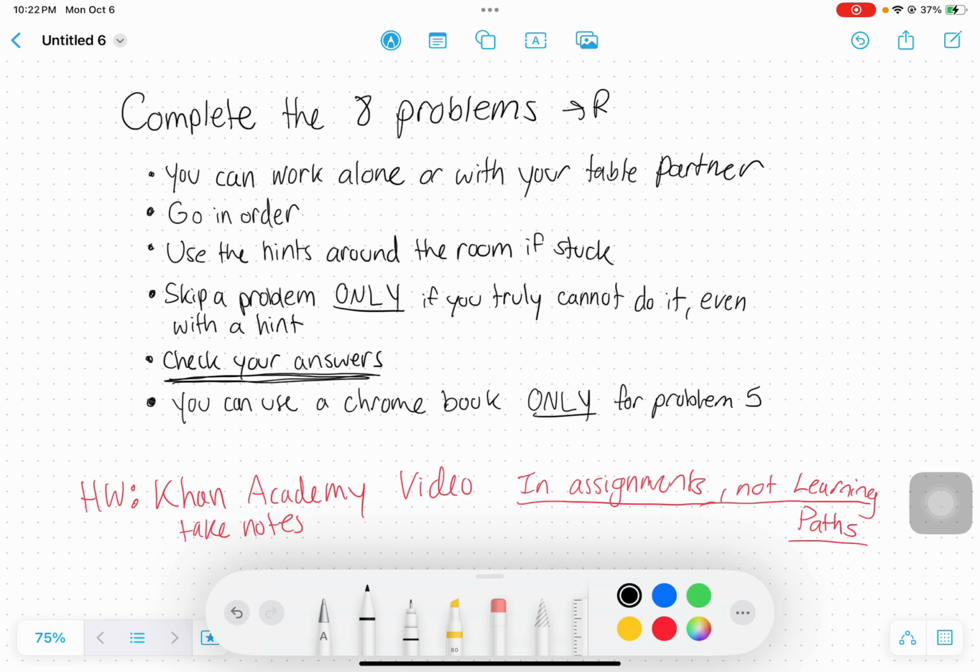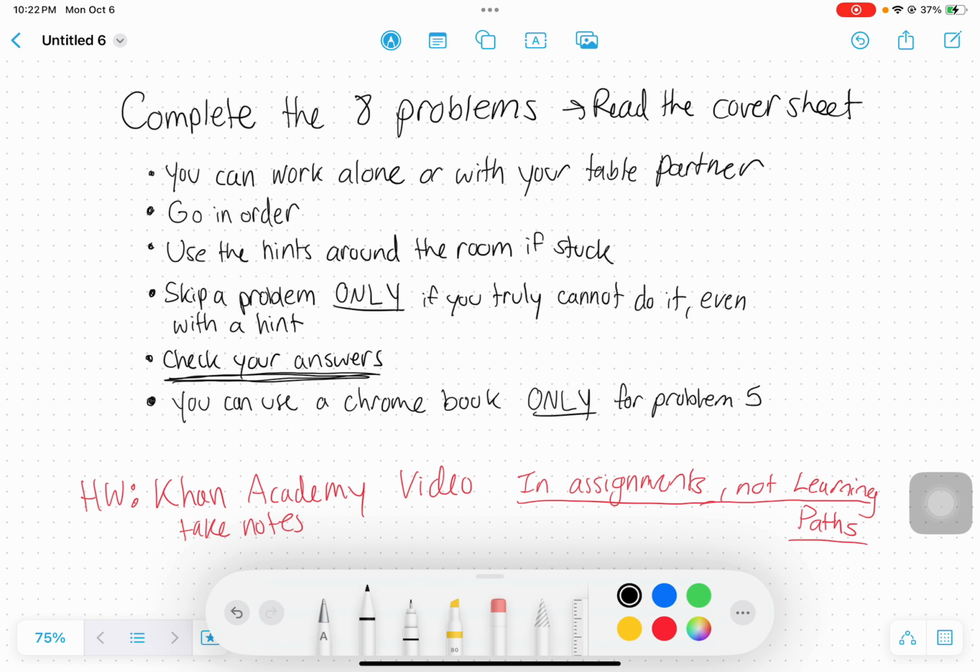You are going to read the cover sheet, read the paper on top, the colorful paper on top, and then you are going to work alone or with your table partner to solve those problems. So you're going to work alone or with your table partner.